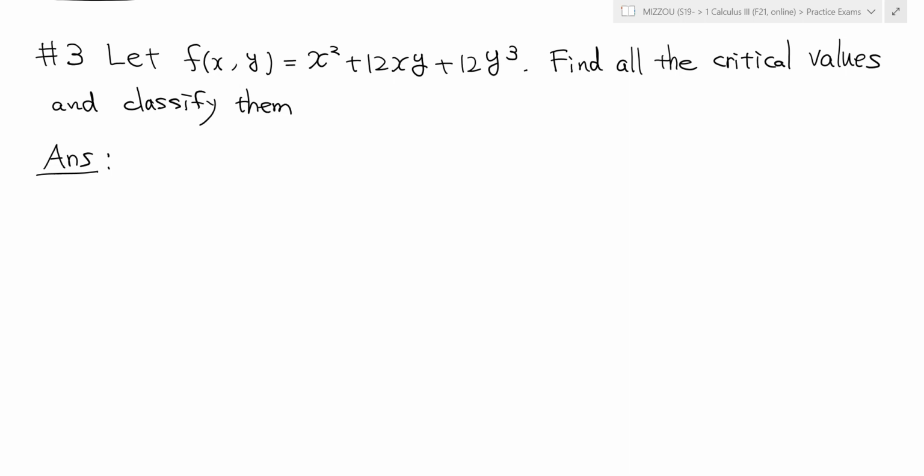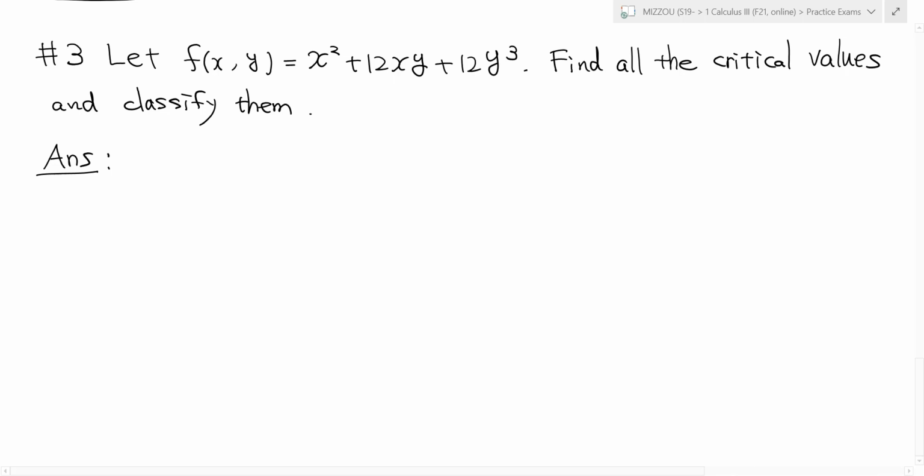Now, this is problem number 3. Let f of x, y be this. Find all the critical values and classify them, meaning that we find all critical values and then determine if they give you a local maximum, local minimum, or a saddle point.